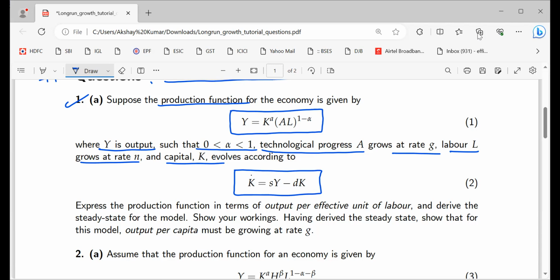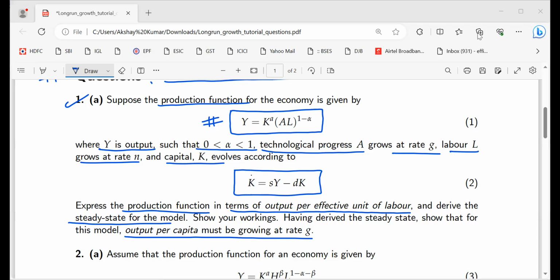The question is asking us to express the production function in terms of output per effective unit of labor. So given the production function, we first need to convert this in terms of per effective unit of labor, and then we need to derive the steady state for this model. Then towards the end, we also need to argue that the output per capita must be growing at the rate g. So let me now come to the whiteboard. Let me write the equations and let's start working this problem.